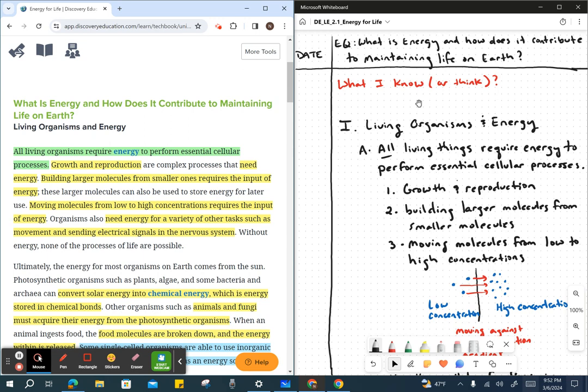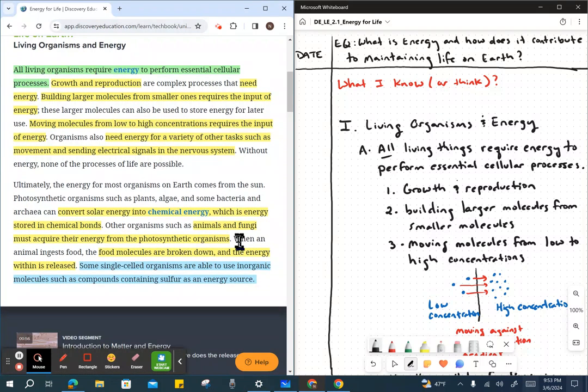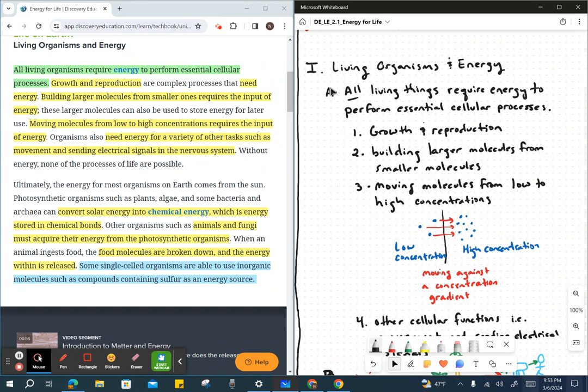Okay, hopefully you wrote something down there. Roman numeral 1, we're going to take this living organisms and energy. That'll be Roman numeral 1 there. And if we take a look at the first paragraph there, generally, within your first sentence or two, you get the main idea of that paragraph. And it says all living organisms require energy to perform essential cellular processes. We went ahead and just took that at face value. That's letter A. All living things require energy.